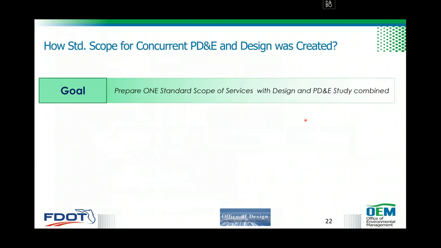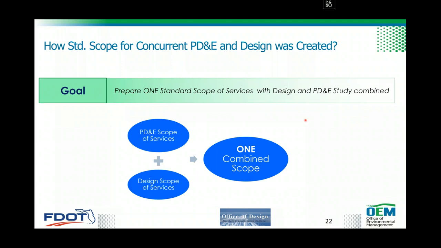We had one goal, and the goal was to prepare a scope of services with design and PD&E study combined. So we take the scope of services for PD&E and add the scope of services for design. We create one combined scope which has both PD&E study and design services combined. I want to emphasize here again, this is not a PD&E study with an option for design, which a lot of you are aware of and have done. So we're going to be creating a new thing, which is one scope with both PD&E study and design services combined.